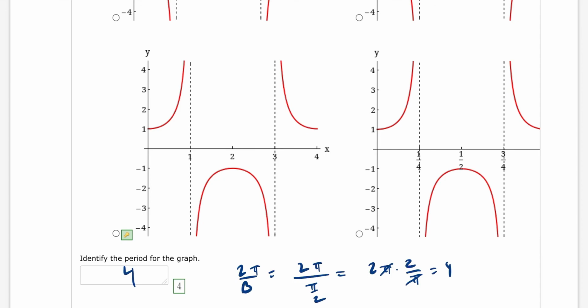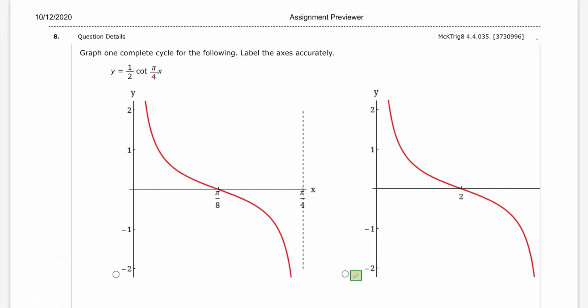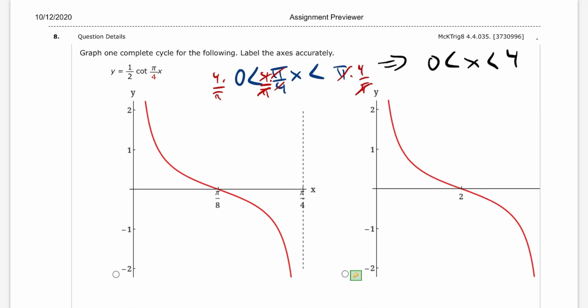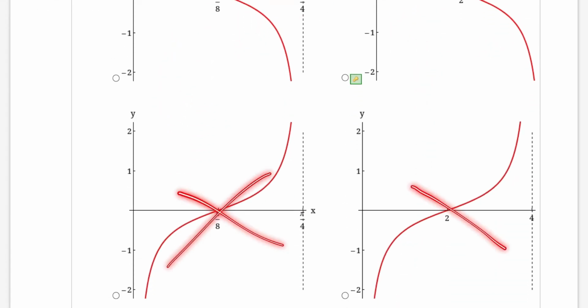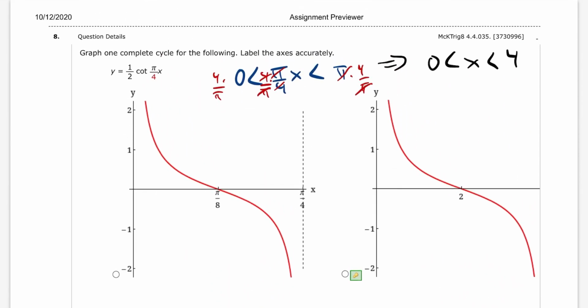Okay, for cotangent, we write our inequality between 0 and pi, and the argument goes in the middle, and we multiply by the reciprocal here. So we are going to end up with 0 less than x less than 4. And then cotangent goes in this direction. So it could be this one or this one. It cannot be either one of these two. And between these two, it's going to be from 0 to 4. So it's got to be this one right here.